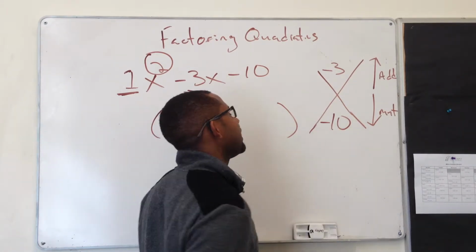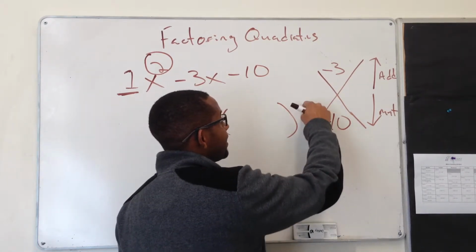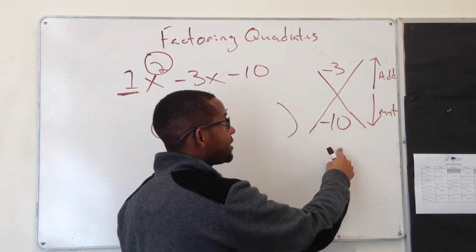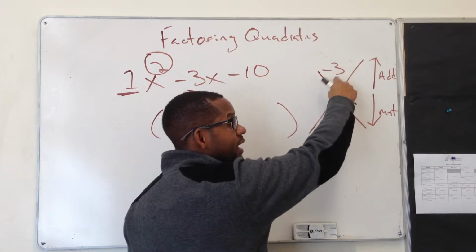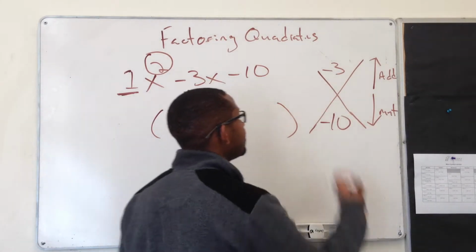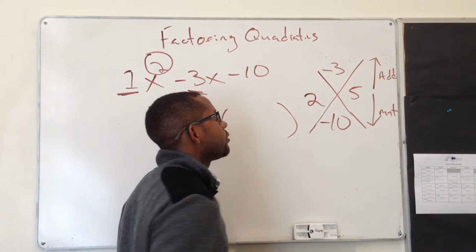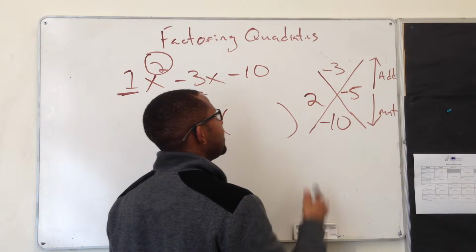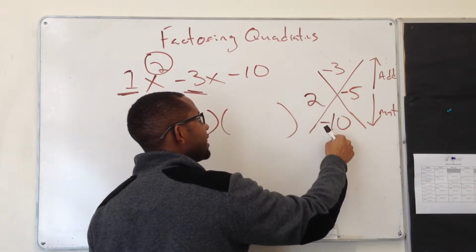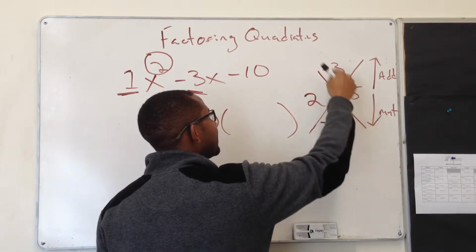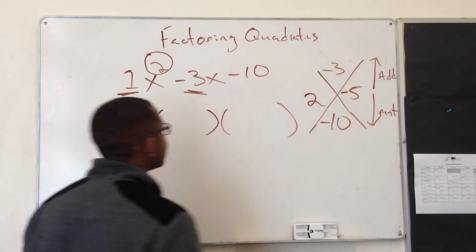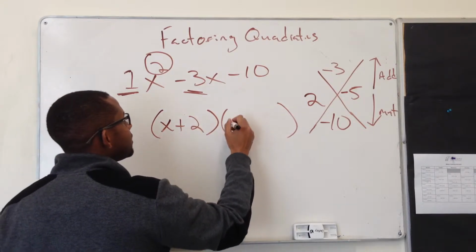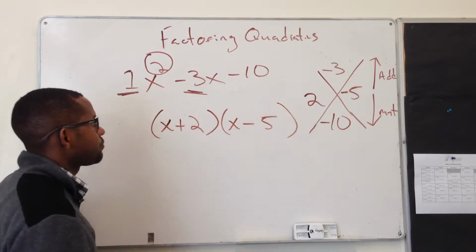What times what can I multiply to get 10? Well, I could do 1 and 10 to get a 10, but there's no way I could add 1 and 10 to get a 3. I could do 2 and 5 to get a 10, and there's something I can do with 2 and 5 to get a 3. So that's going to be my option. So I know I need to work with 2 and 5. Now I got to work with my signs. I need this 3 to be negative, so I need the 5 to be negative. 2 times -5 is -10. 2 plus -5 is -3. Here's my answer. So that means this factors to x plus 2 times x minus 5.